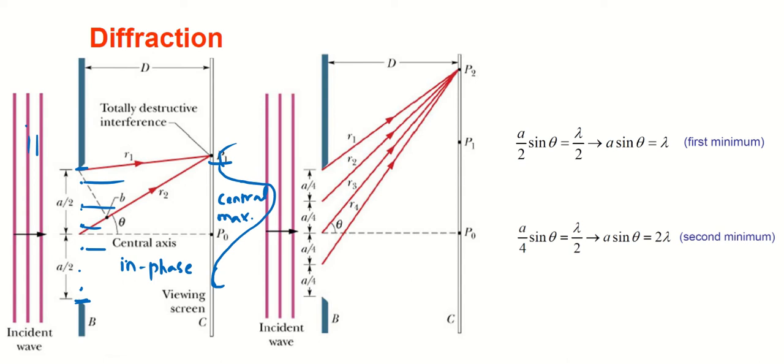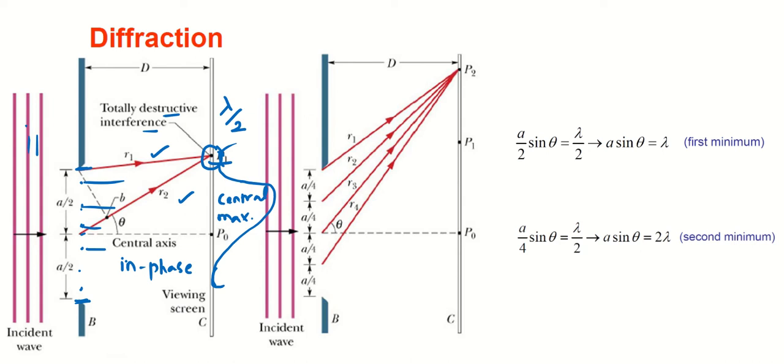So take point P1 on the screen, and we are going to consider two rays coming from the top of the slit and from the mid of the slit. For this point to be dark, the path difference between R1 and R2 should be lambda by 2. Then only the two waves interfere destructively and give a dark fringe.